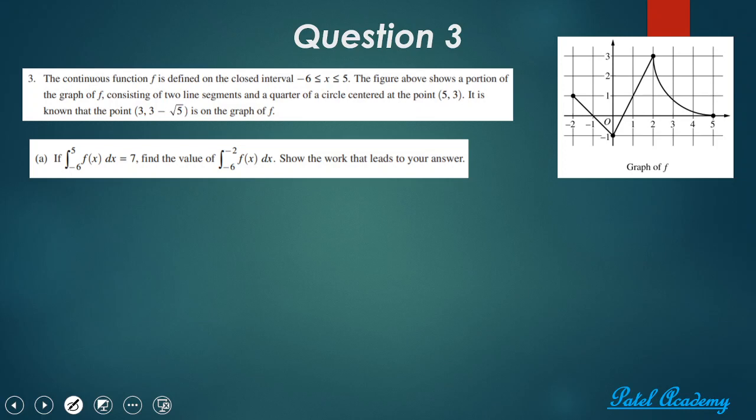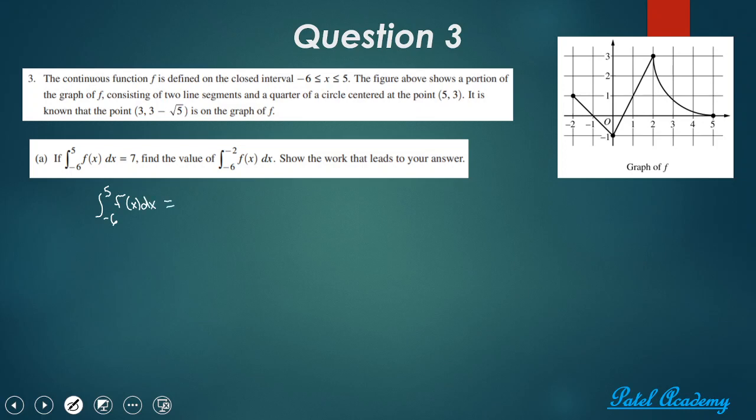Alright, so for question number 3, I see no calculators, and I see shapes that I can use geometry to calculate the integral. Probably done on purpose. So for part A, it says if the integral from -6 to 5 is 7, and the integral from -6 to -2 is a value that we're trying to find, how do we find that value?